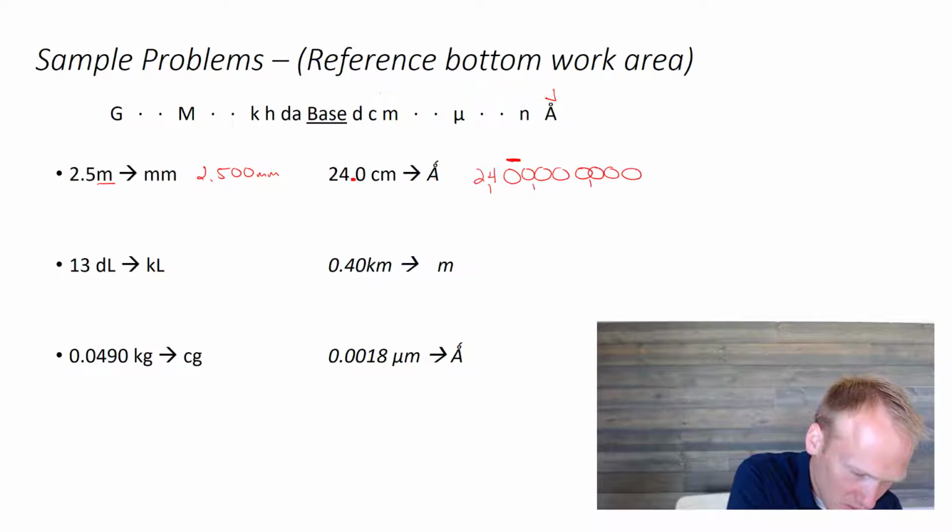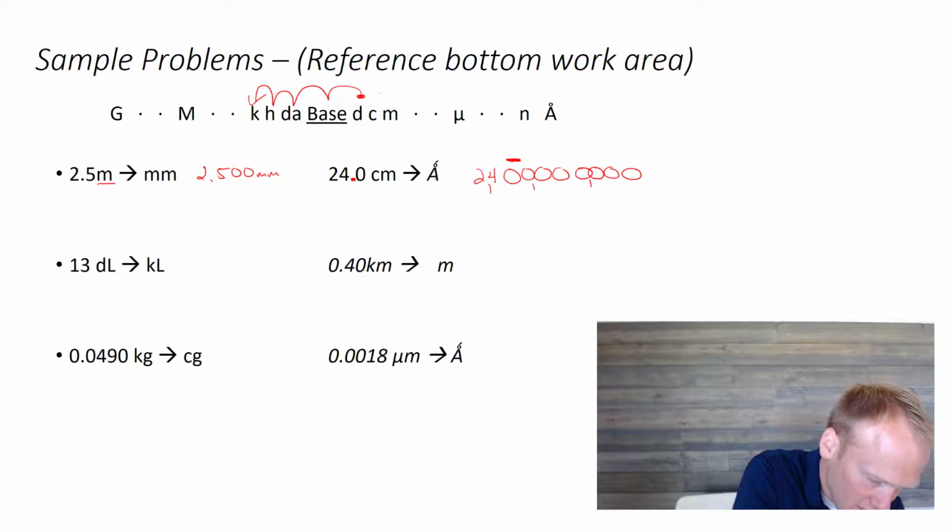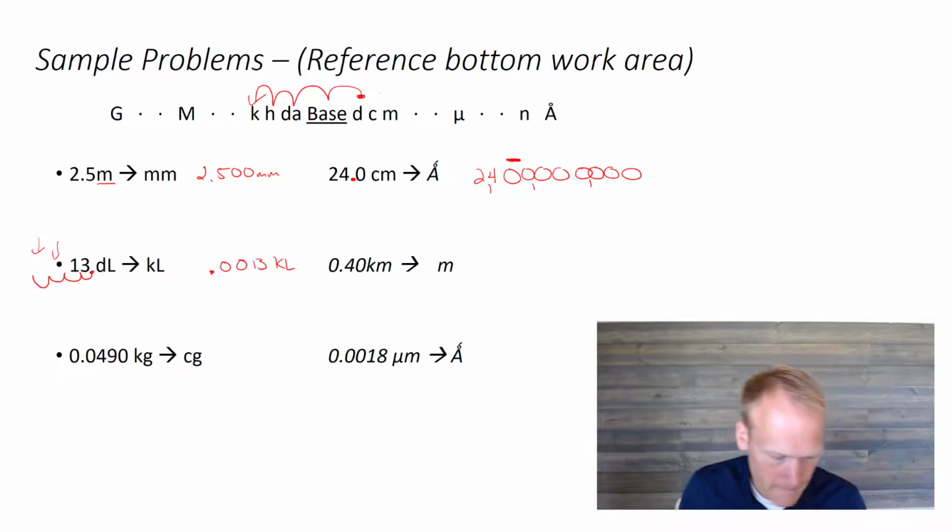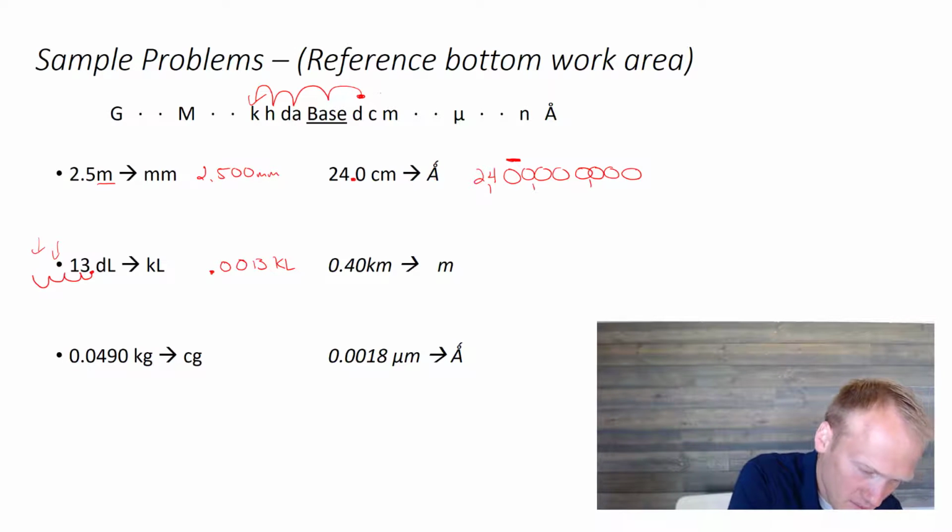Next one, this one we're moving left. We're starting at deciliters, which is this D here. This is deca. And we're going to kiloliters. 1, 2, 3, 4 to the left. Meaning our decimal that's here, we're going to move it 1, 2, 3, 4 to the left. 0.00, there's going to be 2 zeros here that are placeholders. 13 kiloliters.